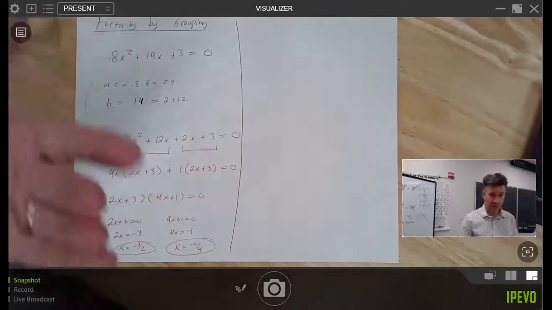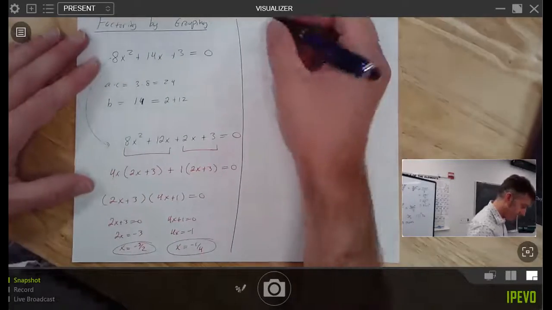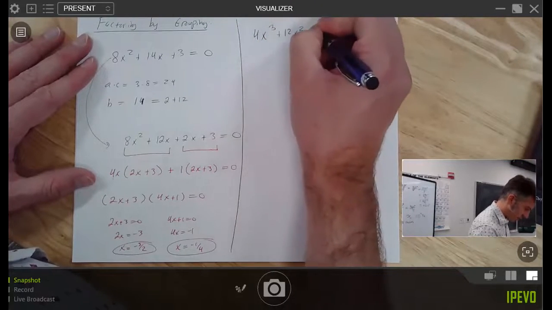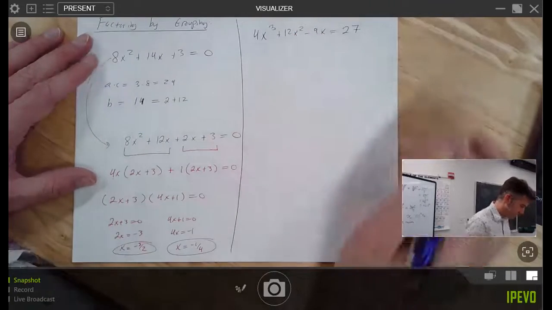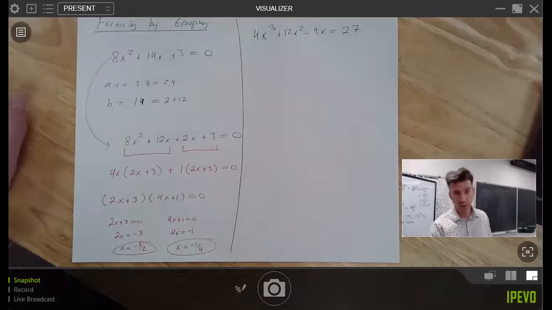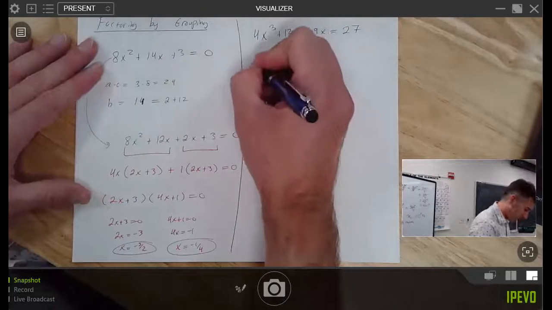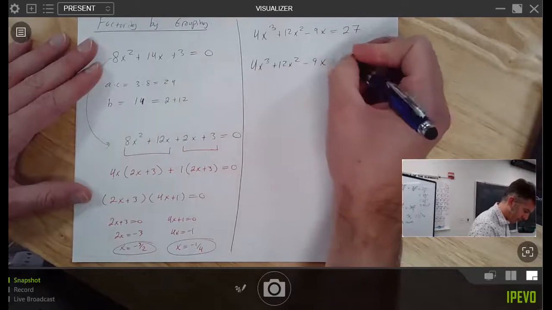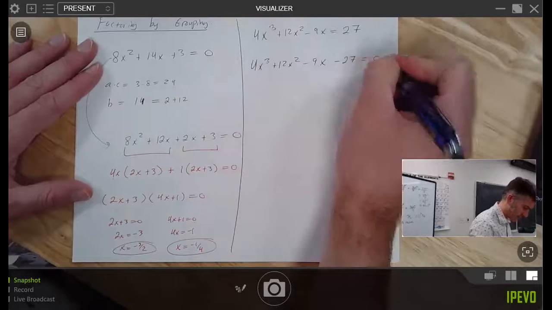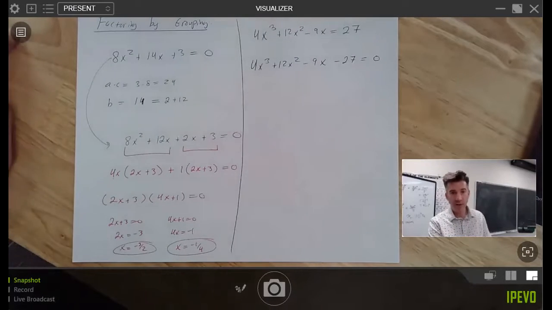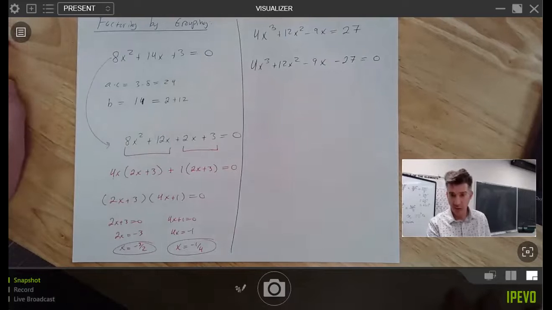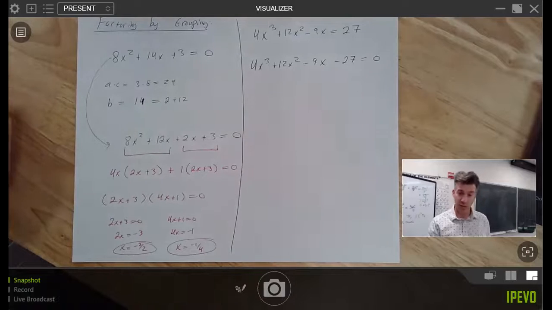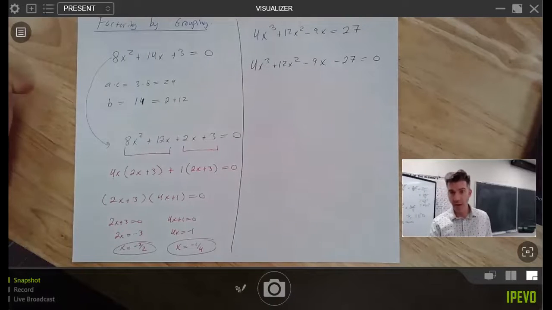We can also factor things by grouping that are higher order, like something like this: 4x cubed plus 12x squared minus 9x equals 27. So in this case, I'm going to bring everything to one side. And again, I'm going to write it in the standard way where the powers of x decrease as we go from left to right. But now this is something we don't really have experience factoring. There are methods to factor higher order things, and they involve something called the rational zeros theorem, which we're not going to talk about here. But that's not what this problem is about.